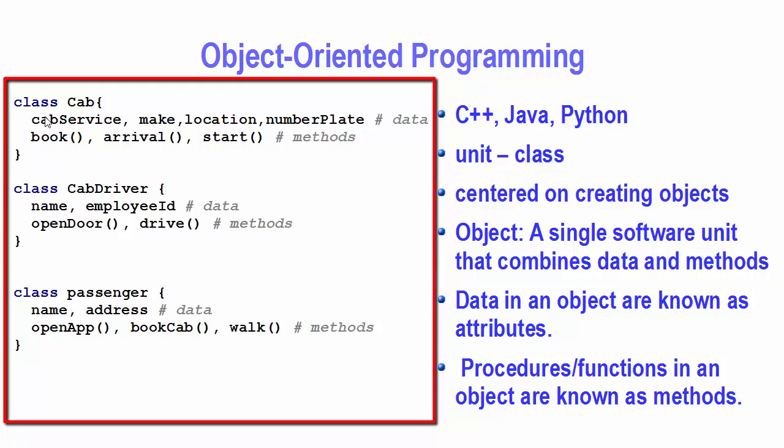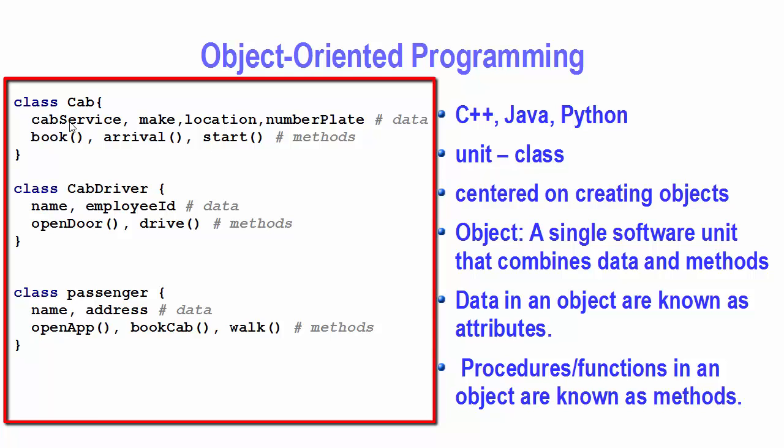For example, a cab service: which cab service we want to take. What is the make of the cab? Is it a Toyota or a BMW or a Volkswagen cab? At which location is this cab right now? What is the number plate of that cab, so the passenger can recognize it?